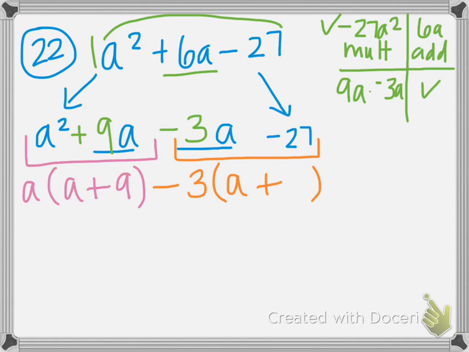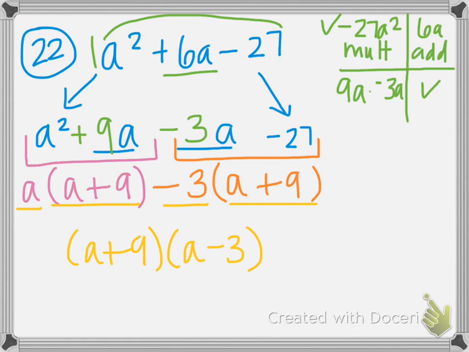Now notice once again that we have the same factor in both of these two terms, and that's the a plus 9. So that will be the GCF of these two terms. And when I divide both terms by a plus 9, I am left with an a minus 3. So we've factored this trinomial into the product of two binomials.